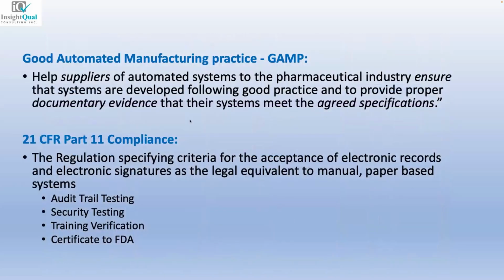This is just a high-level definition of the GAMP. What's the GAMP? It's for any software we buy. It's within the industry. This is the definition of it. I'm just not going to go through it. And the 21 CFR Part 11 is a very important component for validating any computerized and electronic data systems. And we always cover the audit trail, security, training, verification, and once we do that, the system will be certified to FDA.